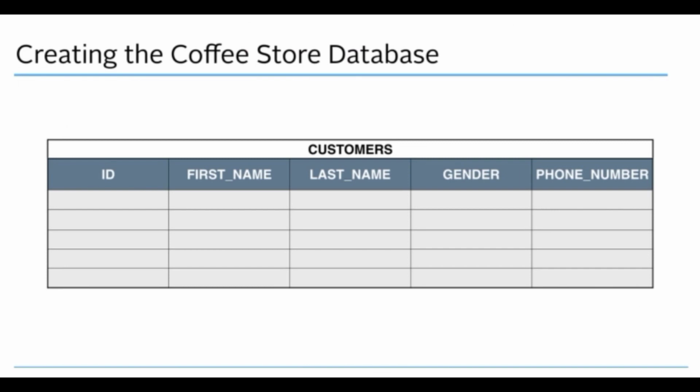So the customers table should have an ID column, which will be the primary key as well, and then it will have a first name, last name, gender and phone number columns. So think about which data type each column should have and create that table, and I'll be along with the solution in a couple of seconds.